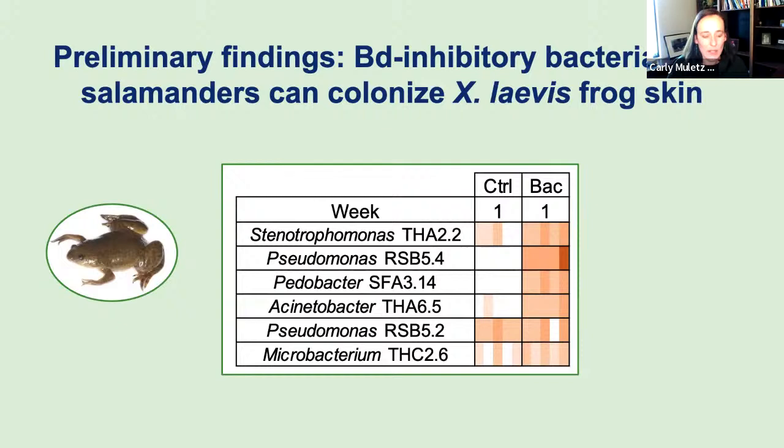And just to share really quickly some of our preliminary findings, we've been able to show that we can put these BD inhibitory bacteria isolated from salamander skin on Xenopus laevis skin, and that they can colonize it. So this is some of the bacteria that we put on their skin, and then sampled them 1 week later to find that they did stick, which is exciting. So we are able to manipulate Xenopus's skin in this regard.